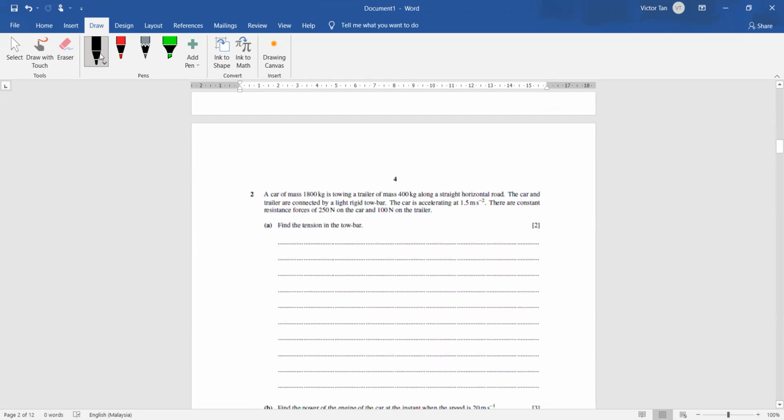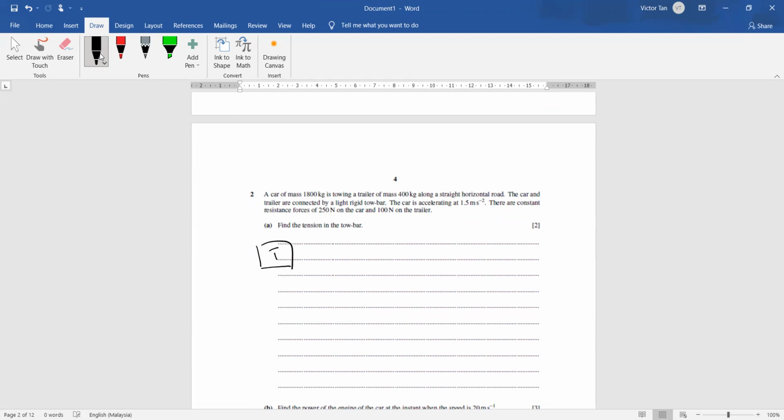A car of mass 1,800 kilograms is towing a trailer of mass 400 kilograms along a straight horizontal road. The car and the trailer are connected by a light rigid tow bar. The car is accelerating at 1.5 meters per second squared. There are constant resistance forces of 250 Newton on the car and 100 Newton on the trailer.